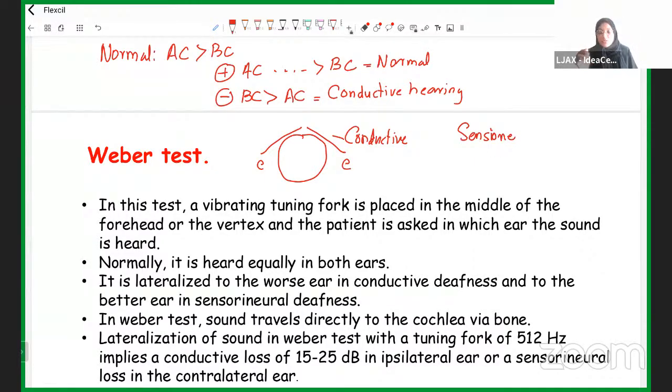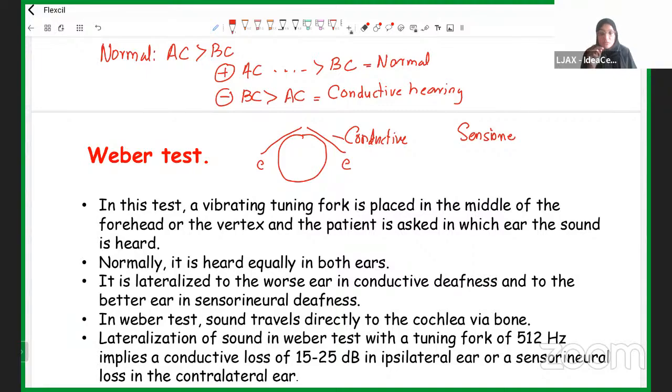In Weber's test, sound travels directly to the cochlea via the bone. So here you vibrate the tuning fork and you keep it on the head, frontal or temporal. So the sound directly transmits from the bone to the cochlea. Remember, the cochlea is an important part of hearing. If there is damage in the cochlea, then you will definitely have hearing dysfunction.